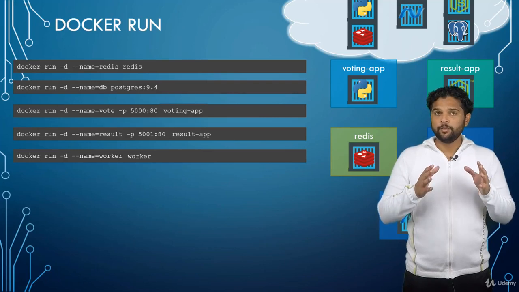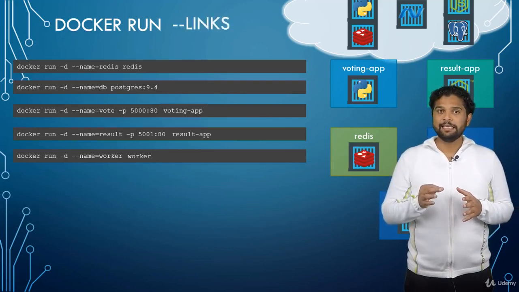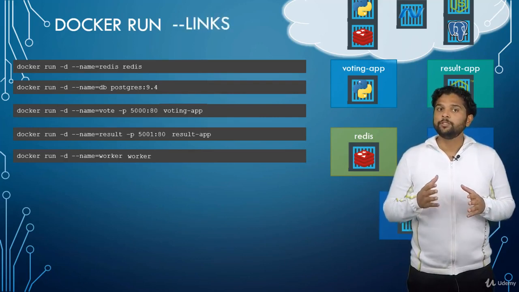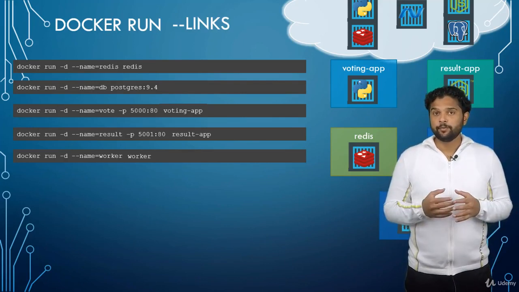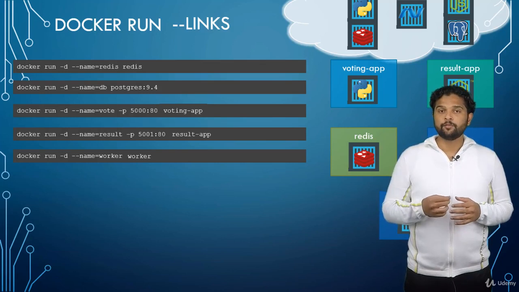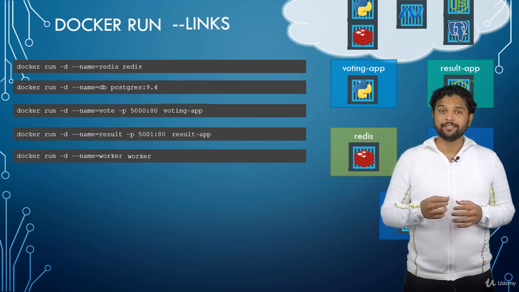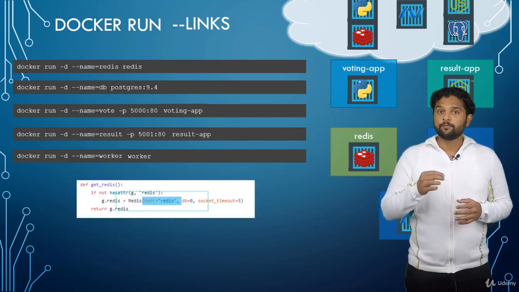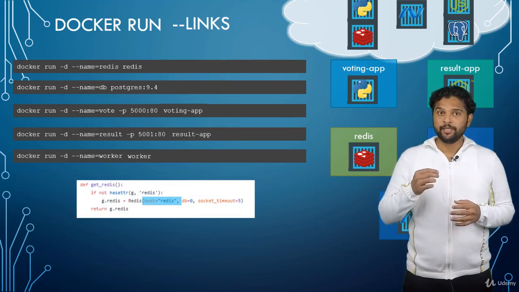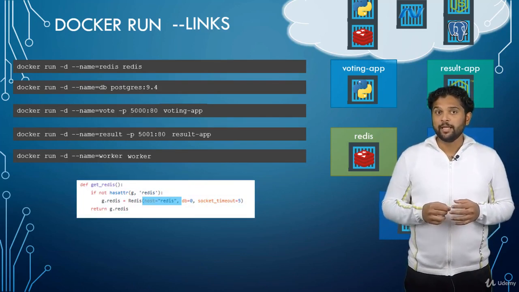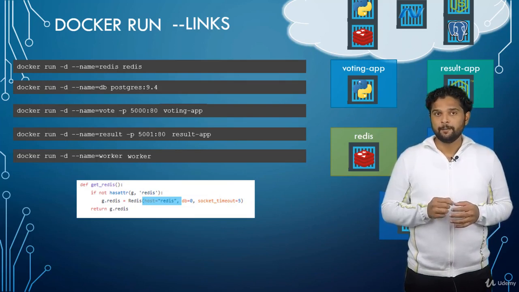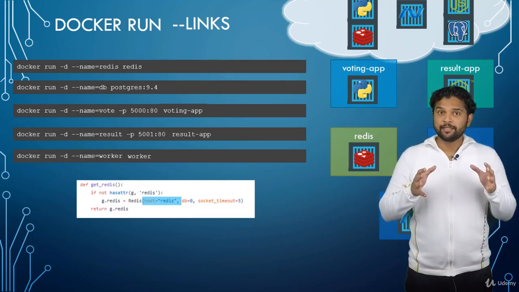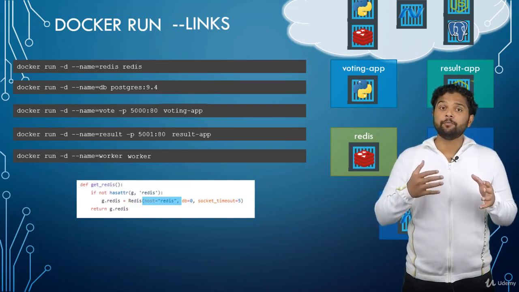That is where we use links. Link is a command line option which can be used to link two containers together. For example, the voting app web service is dependent on the Redis service. When the web server starts, as you can see in this piece of code on the web server, it looks for a Redis service running on host redis. But the voting app container cannot resolve a host by the name redis.